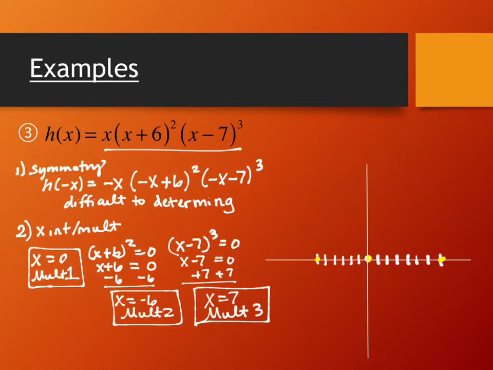Now, if it matched up on the left and the right, I would have to go a little further to decide, does that mean it's even or does that mean it's odd? It would potentially be one or the other at that point. But this one fails both of them immediately. So this one is actually neither. So I'm going to write down that it's neither, and we decided that based on the x-intercepts.